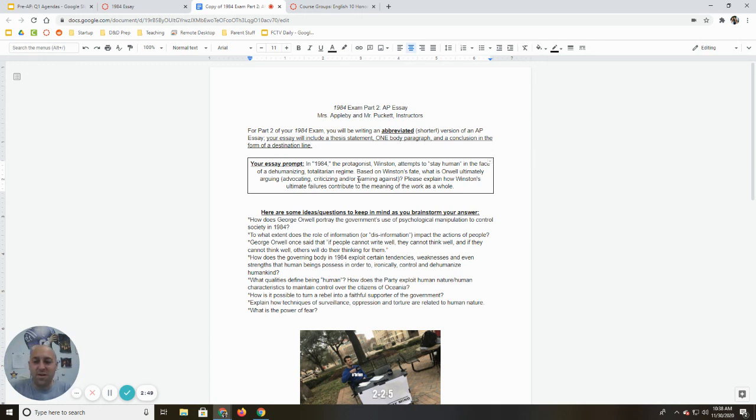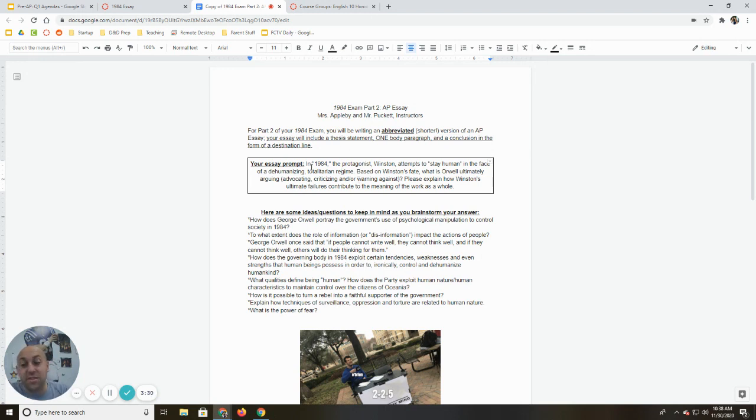Okay, so part 2 of our 1984 exam, we're going to be writing an abbreviated, shorter version of an AP essay. Your essay will include a thesis statement. The thesis statement is, again, your introduction. That's all it is. Then 1 body paragraph and a conclusion in the form of a destination line. Notice that's 3 paragraphs. Very rarely are you going to have sophomore, junior level English teachers asking you to write an essay that's just 3 paragraphs. So what we need you to do is make sure those are dang good paragraphs. Put your best ideas into it. Again, the ideas are your part.